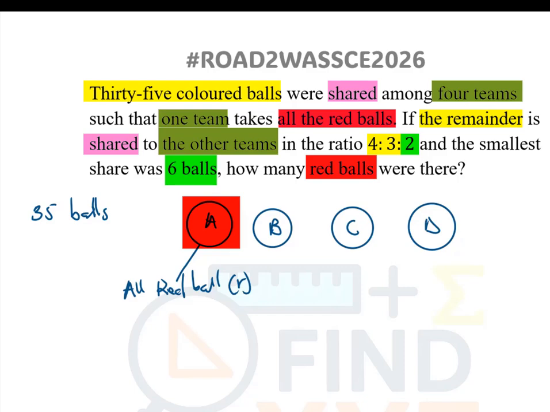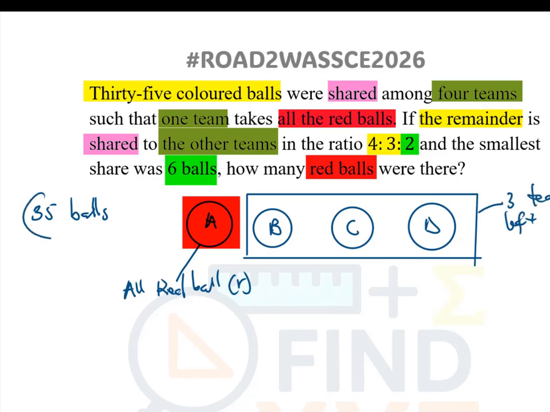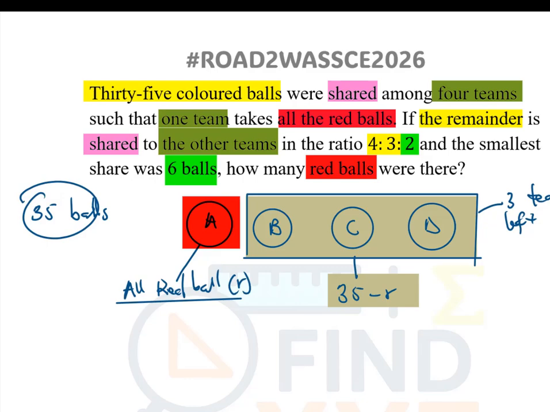So if one team is taking all the red balls, how many teams are left behind? That will be 3 teams. We have 3 teams left. Then how many balls left? So if all the balls are 35 and red balls have been taken from it, we are left with how many balls? Which balls were taken from the 35 balls? R balls. So we are left with 35 minus R. So this number of balls is going to be shared among the 3 teams.